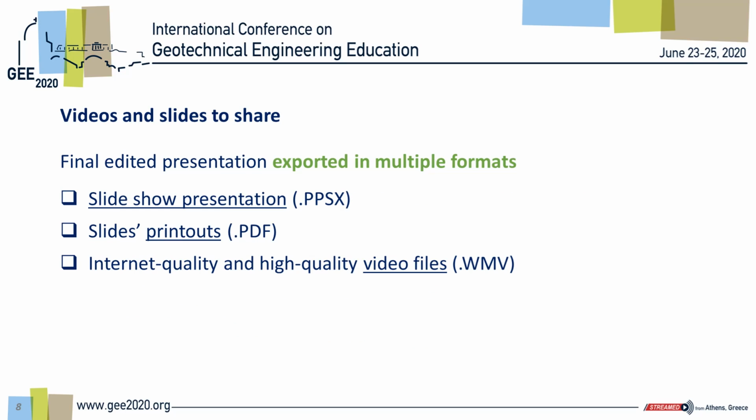The final edited PowerPoint presentation was then exported in the following formats: slideshow presentation, slides printouts, and most importantly, internet quality and high quality video files. All these formats are standard output options in PowerPoint, easily performed. I just want to mention that there is a create a video feature in PowerPoint, within which, before exporting, the user has the option to define the video settings in terms of video quality, video size, video type.